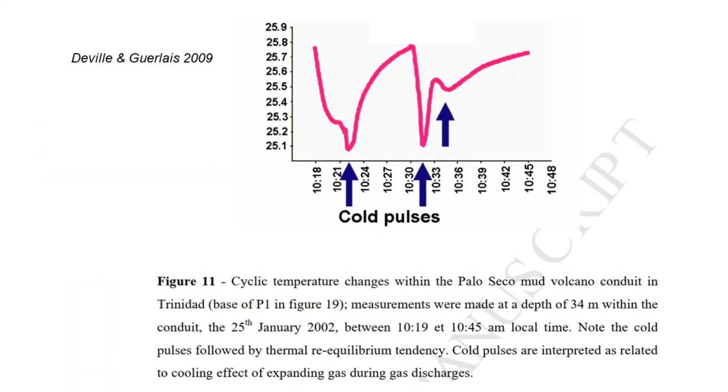This graph shows cyclic temperature changes within the Palo Seco mud volcano conduit over a half an hour period. Note the cold pulses are followed by thermal re-equilibrium tendency, and the cold pulses are interpreted as related to the cooling effect of expanding gas during the gas discharge.